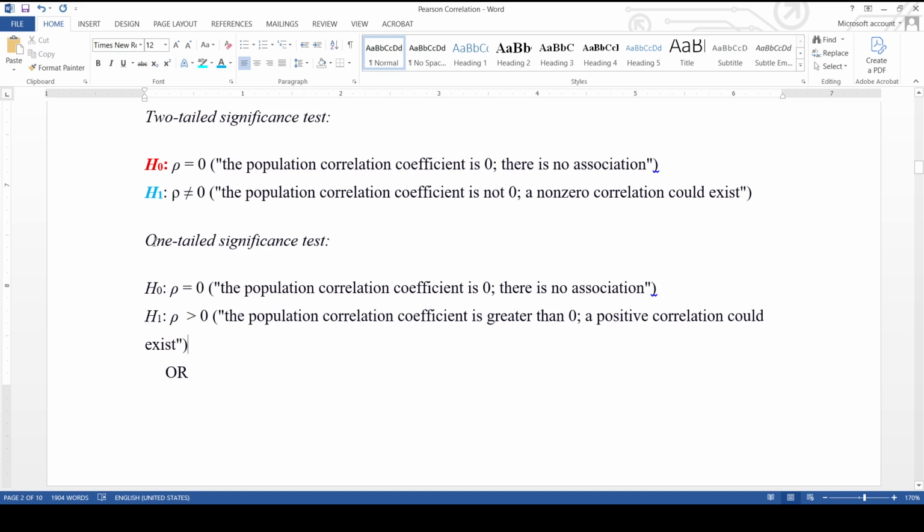Let's put it in practical terms here. It is possible that the purchase of cold water during the dry season has no association with the weather. This is what it's saying: the coefficient is 0, no association. Here it says the coefficient is not 0, meaning a non-zero coefficient could exist, meaning there is an association.